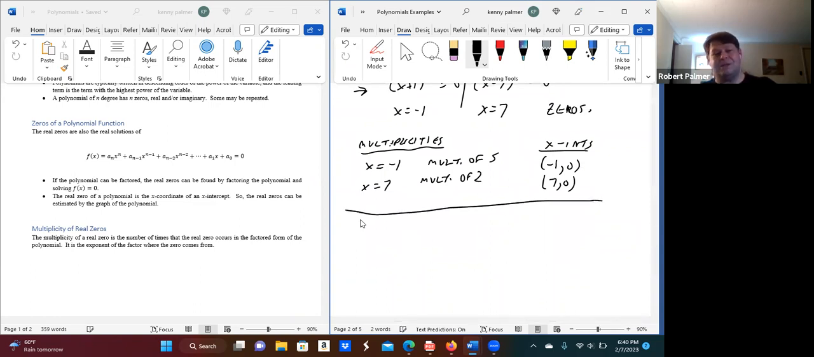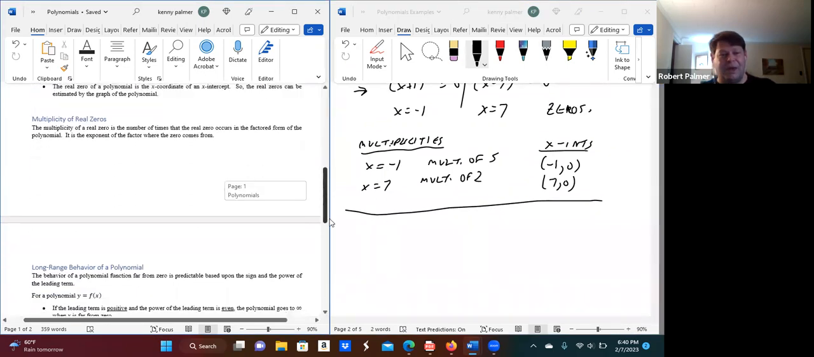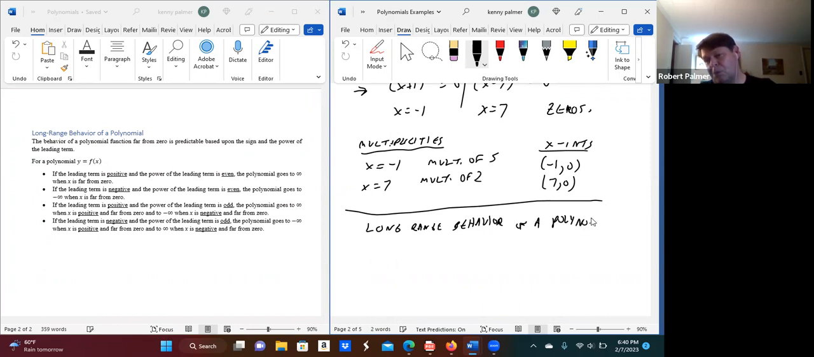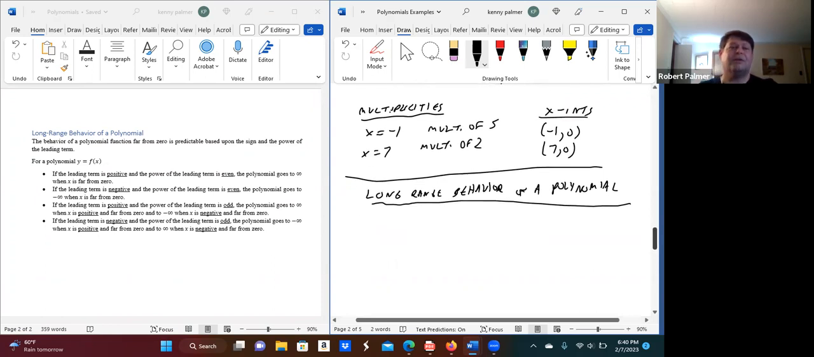Now, let's look at our last topic, which is what's called the long-term behavior or long-range behavior of a polynomial. Okay. So what do we mean by this? Well, what we mean is that how a polynomial acts far from 0 is predictable based on the leading term. Okay, let's look at a couple examples. I'm going to make up some.